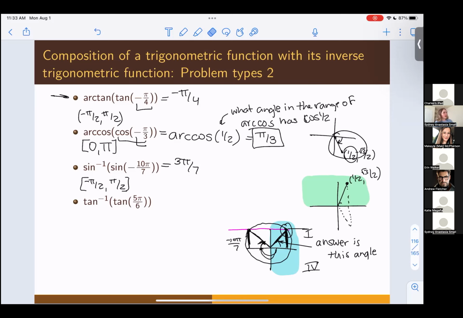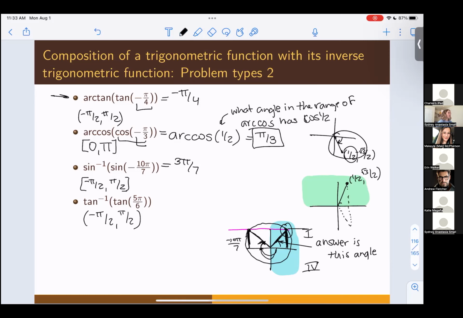Okay, now let's think about the last one, tangent inverse of tangent of 5 pi over 6. Well, we know that the tangent has an inverse defined from negative pi over 2 to pi over 2. Is 5 pi over 6 in that domain? Nope. So we're going to have to do a little bit of work. We could do it either way with this one. I'll show it either way.